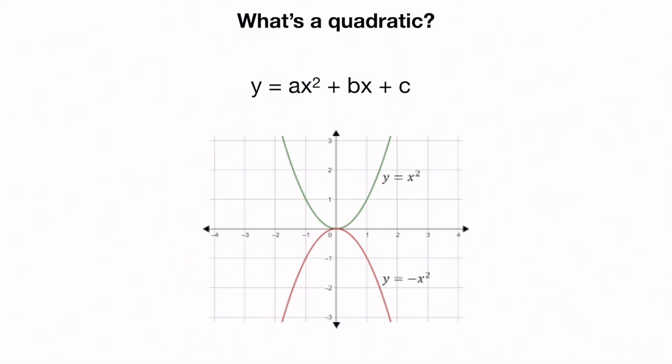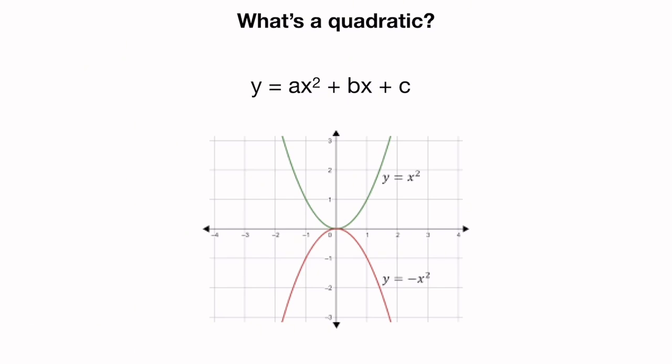So what exactly is a quadratic? You've seen linear equations before, where you have y equals mx plus c, and that's just a straight line. A quadratic is a curve. A quadratic is represented by this equation here, y equals ax squared plus bx plus c, where a, b, and c are constants, so they're numbers. And the simplest curve you have is y equals x squared, as you can see here.